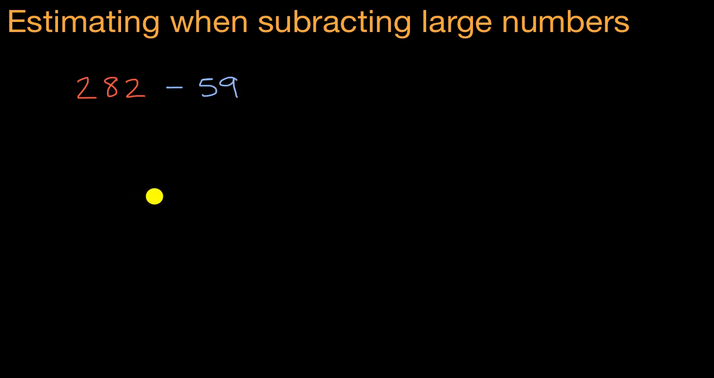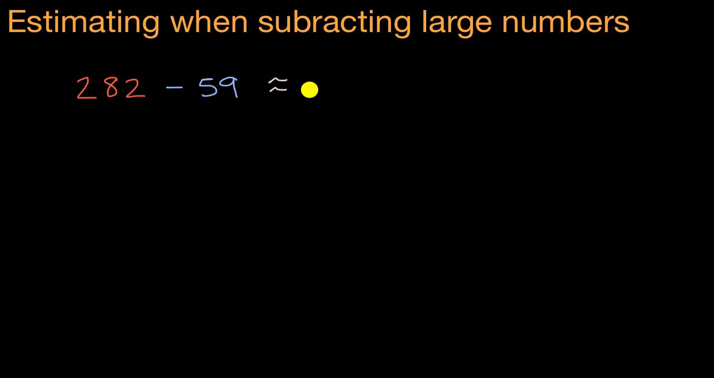And in future videos, we're going to think about many different ways to approach something like this. How do you take 59 away from 282? What is 282 minus 59? But what we're going to do in this video is not think about what the exact number is of 282 minus 59, but instead try to estimate what this is. And so instead of saying this is equal to something, I'm going to put these squiggly equal signs. And you could say 282 minus 59 is roughly equal to what?